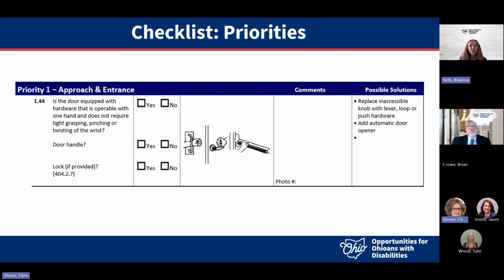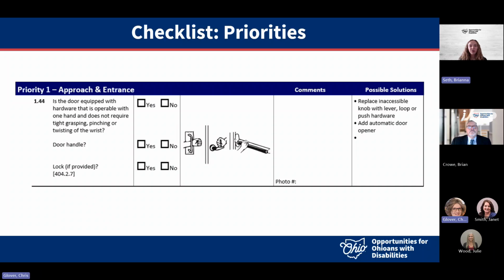The team can determine which priority they are going to assess. It can be all four depending on the organization's goals. Earlier in this webinar, we referenced the 4 areas. They are Priority 1, Approach and Entrance, Priority 2, Access to Goods and Services, Priority 3, Toilet Rooms, and Priority 4, Additional Access, which covers things like drinking fountains and fire alarms. Since the team is focusing on accessible entrances, Priorities 1 and 2 of the checklist can be helpful as they cover aspects of exterior and interior entrances.